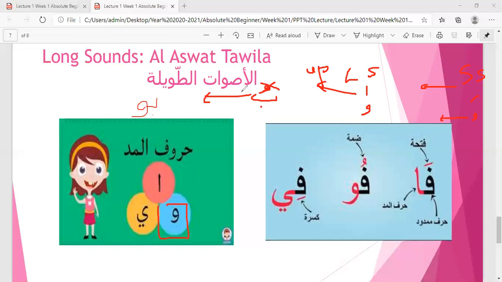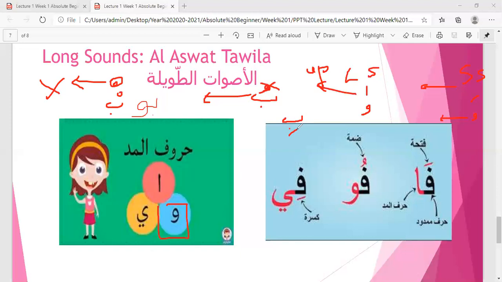Do you think the sukun, which is a short sound, has a long sound? If you say bih, does it have a long sound? No. So the sukun doesn't have a long sound. Remember this in the exam, okay? Now read this.